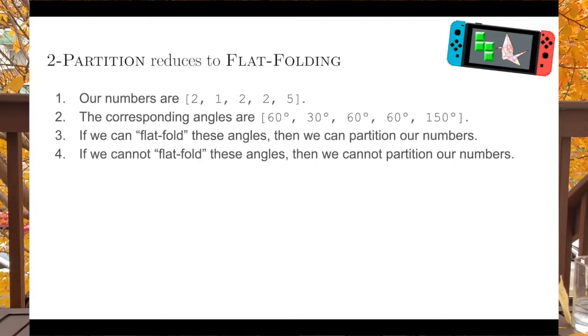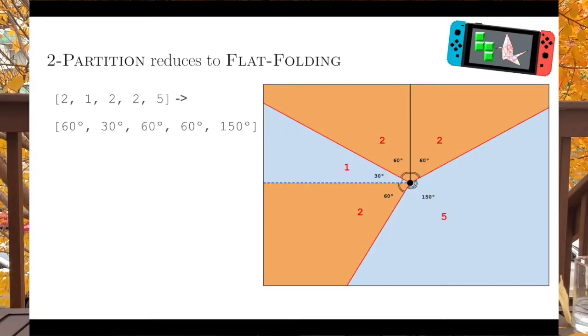Well, if we can flat fold these angles, we know that we can partition our numbers. And conversely, if we cannot flat fold these angles, then we cannot partition our numbers. So here's a diagram that shows that to be true. Here, the original numbers are marked in red, and they're placed on top of the angles that they correspond to.